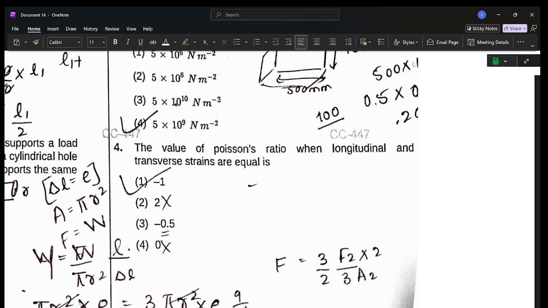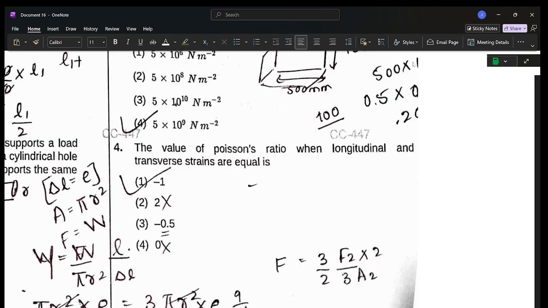But the transverse strain, I think that's what they mean by the lateral strain. Let me just confirm that. I think you need to be aware of all these different terms that they use for a common thing as well, because who knows from which book the examiner is going to set the paper, right?